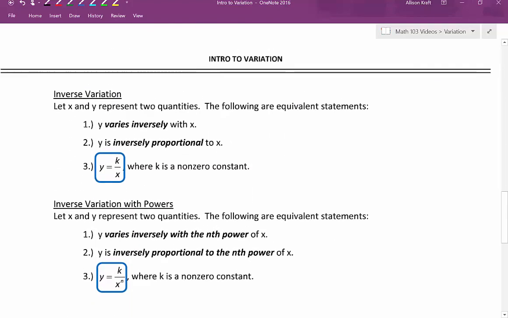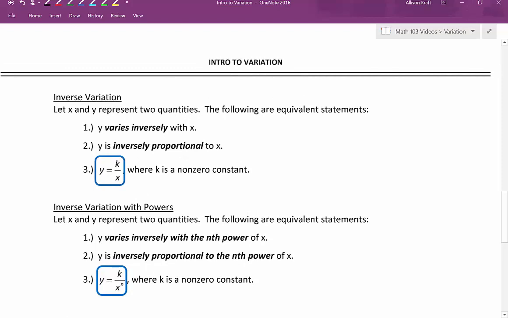Next, we have inverse variation. With inverse variation, we're going to be dividing k by something. So if we let x and y represent two quantities, the following statements are equivalent. Y varies inversely with x, y is inversely proportional to x, and the equation y equals k divided by x, where k is a non-zero constant.